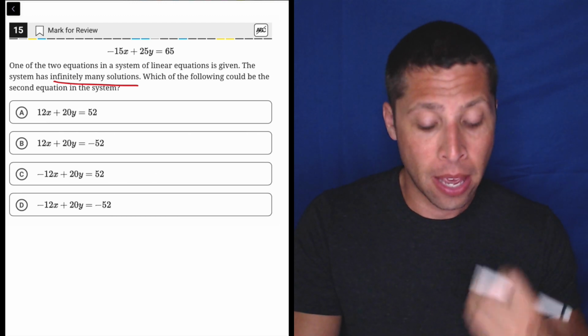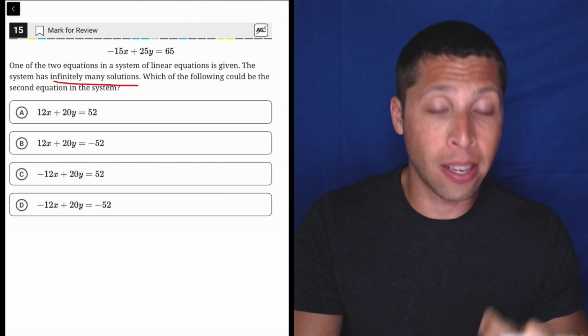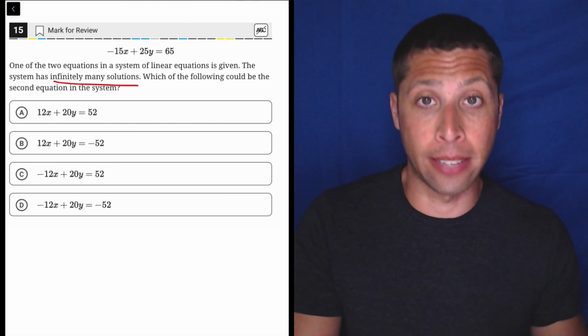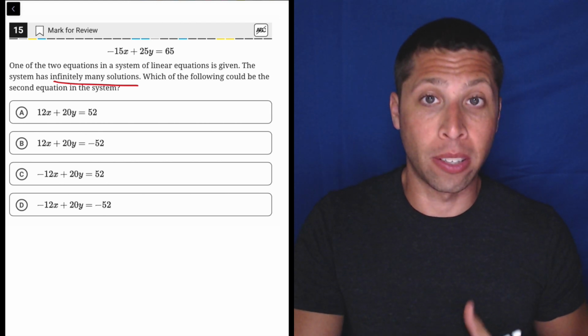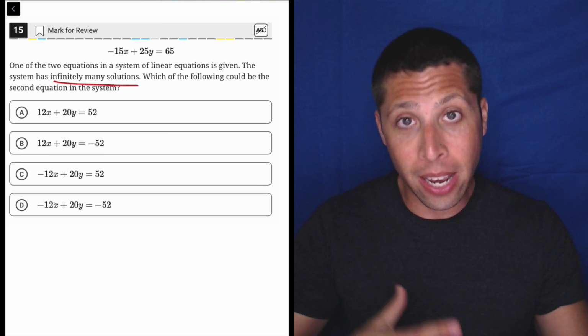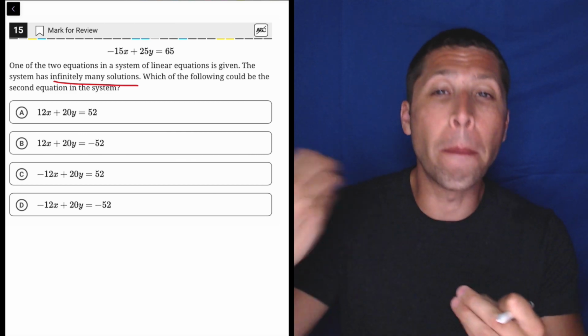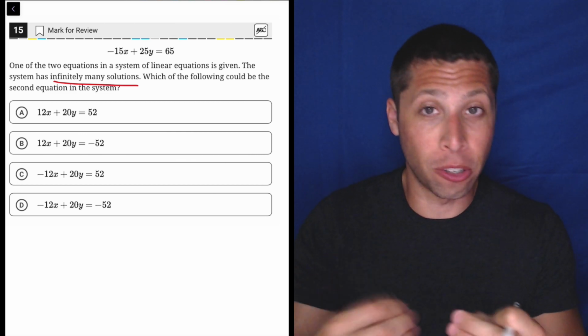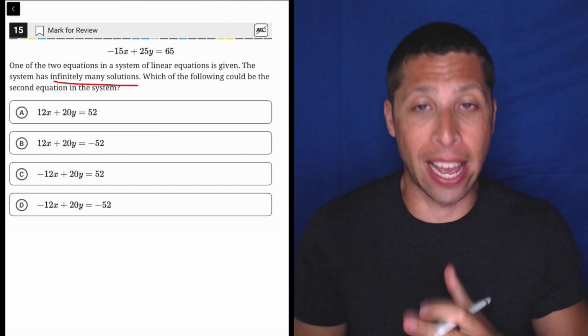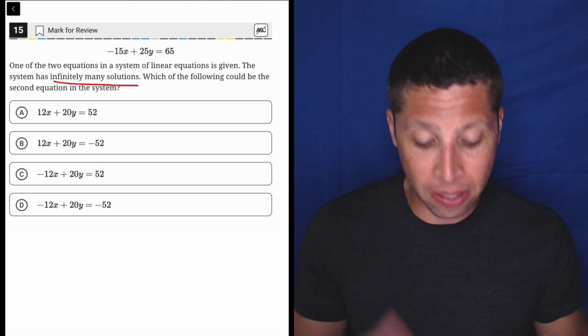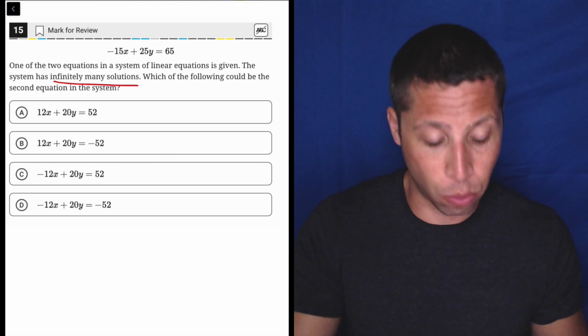Basically, just to recap, infinitely many solutions means that we have two equations that are exactly the same. So obviously, looking at the answer choices, these are not the same equation, but the way that they can be the same without looking the same is because one is a multiple of the other. I'll show you that method at the end, the multiplication aspect, because it's not obvious just looking at them how that's going to work.